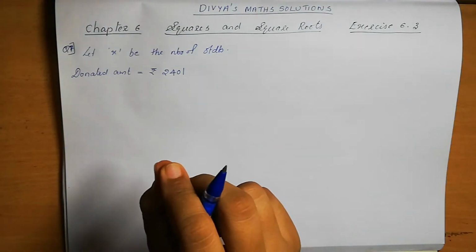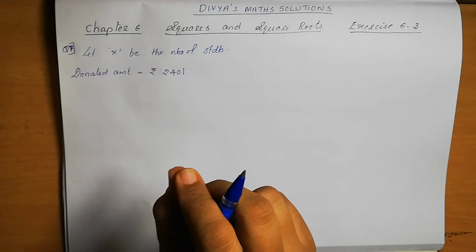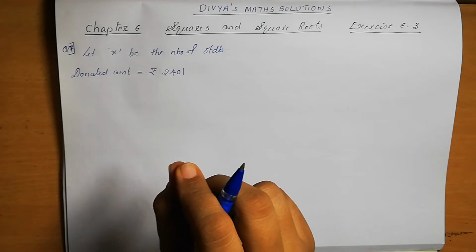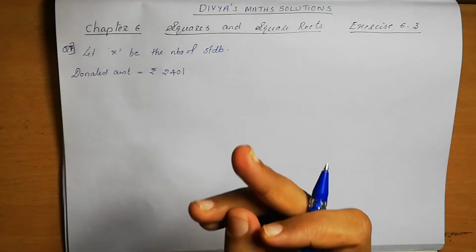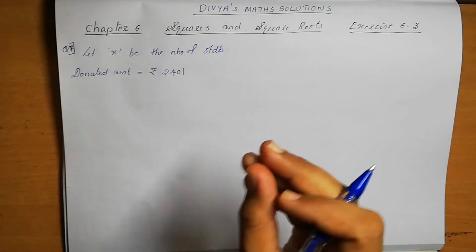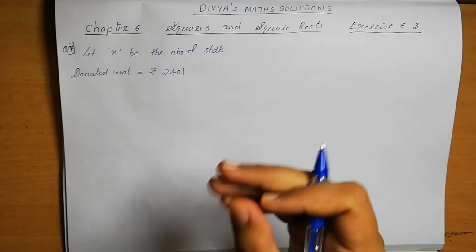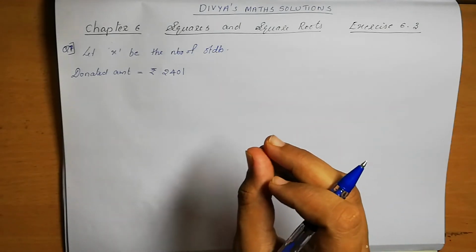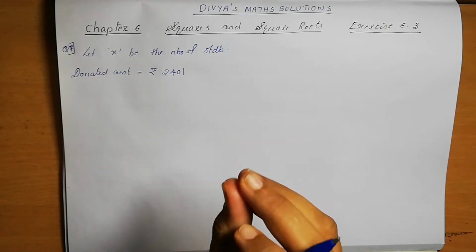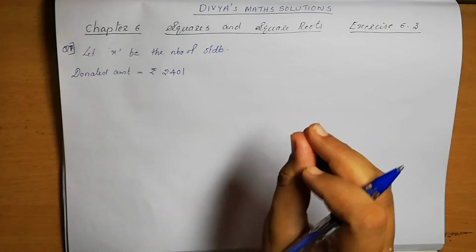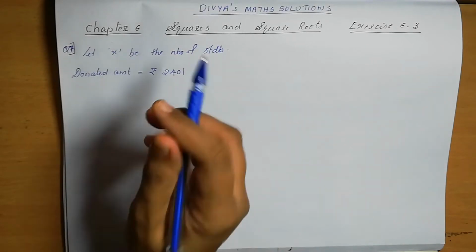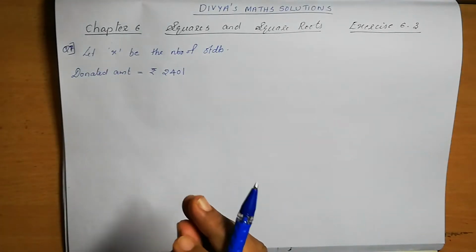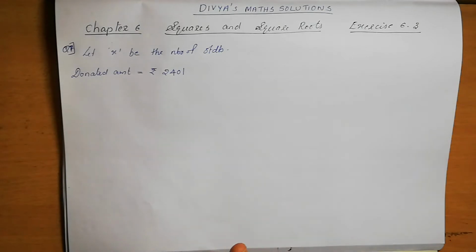What is the condition? Each student donated as many rupees as the number of students in the class. So if there are x students in the class, how much money does one student donate? x rupees. So how can we write the donated money? x into x, that is given, right? We are taking the number of students in the class as x, so that much money each student is contributing, right?